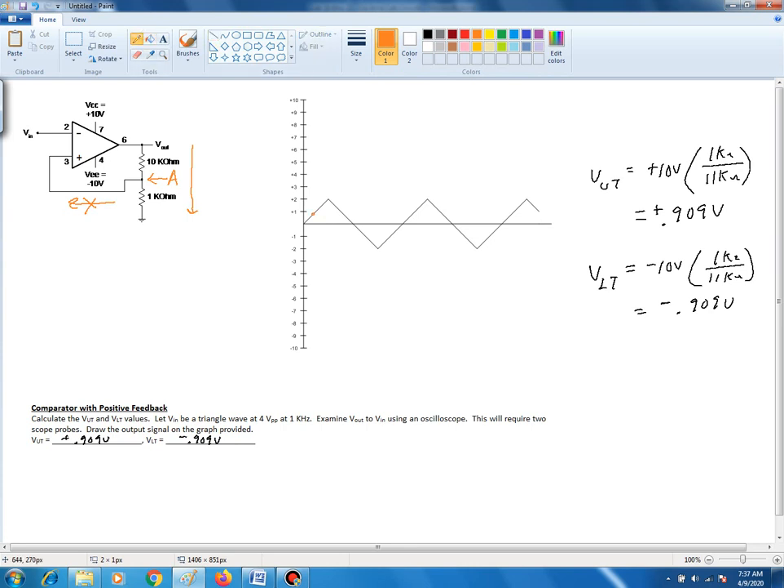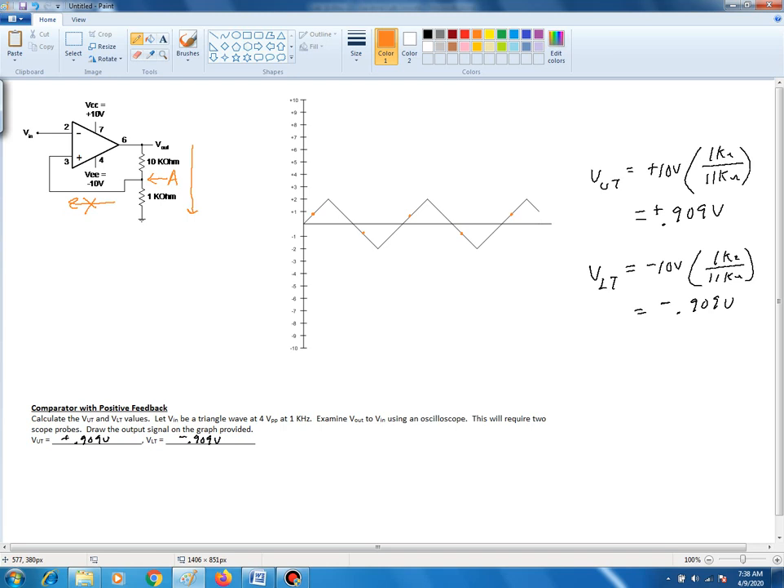And then I'll have a change right about here. Then another change right about there. Another change right about here. Another change right about there. So those are the points where I'm going to have a transition between the output being in positive saturation and making the transition to negative saturation, or vice versa.